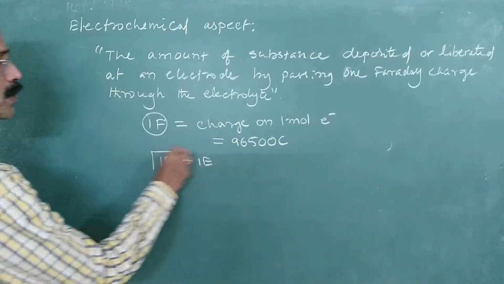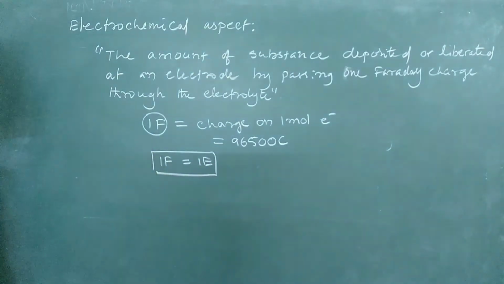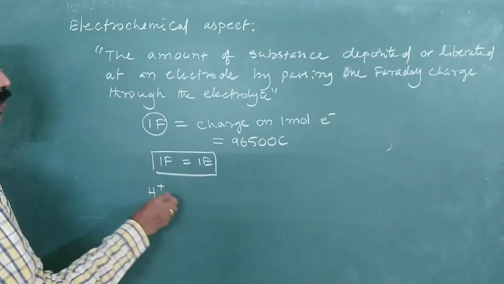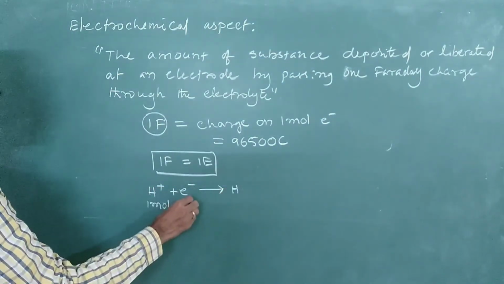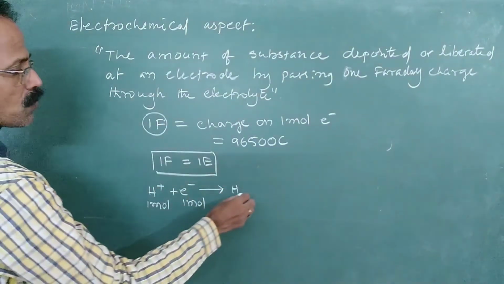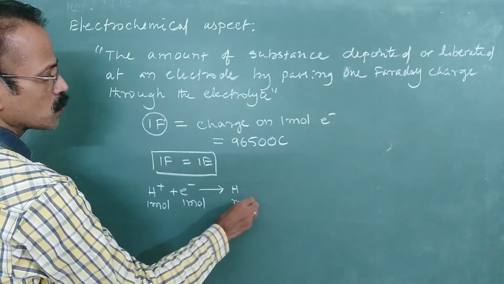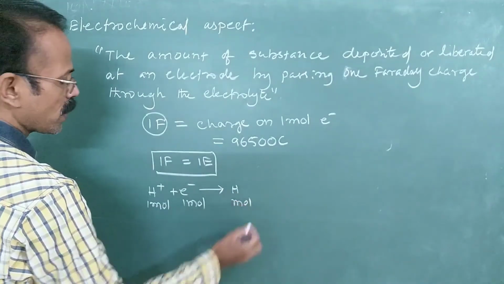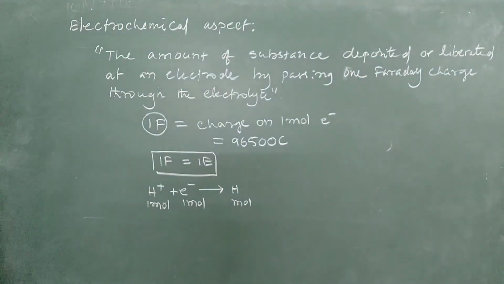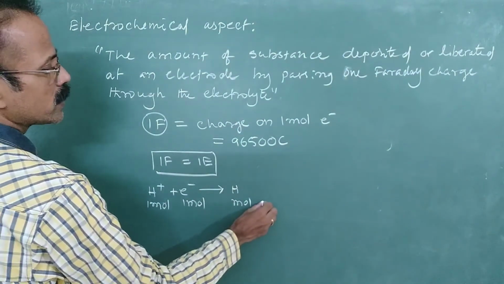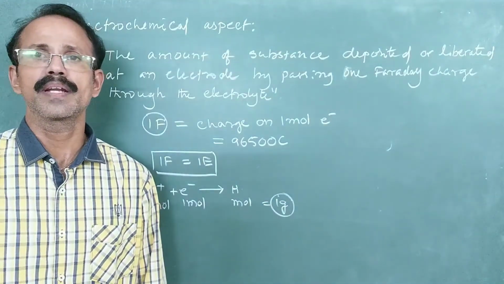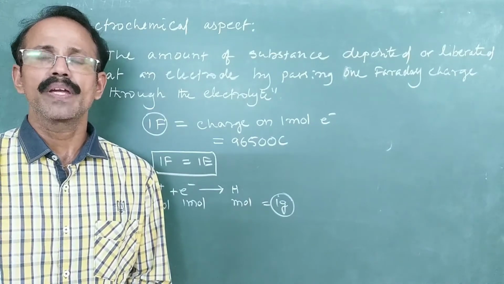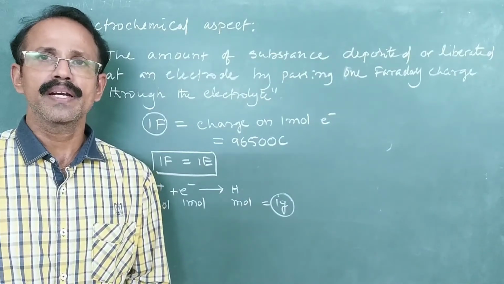Okay, 1 Faraday deposits 1 equivalent of substance as per the definition. Suppose you take hydrogen: 1 hydrogen is discharged by 1 electron. 1 mole of electrons is required in the formation of 1 mole of hydrogen atoms. So 1 mole of hydrogen atoms means what? That is equal to 1 gram, which is also equal to 1 equivalent. So in the liberation of 1 equivalent of hydrogen, 1 Faraday of electric current is required.